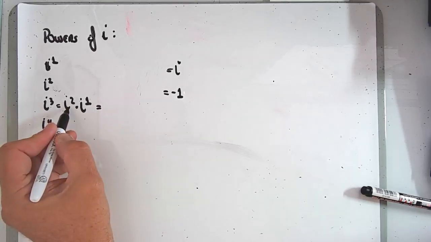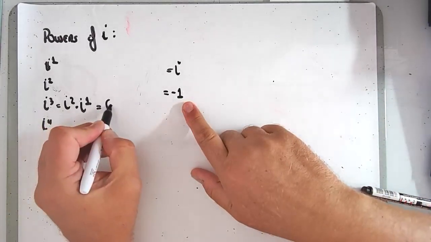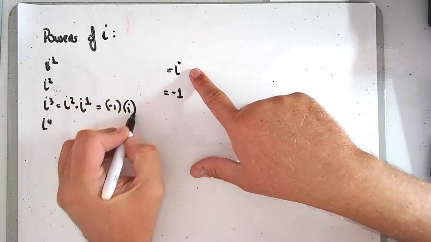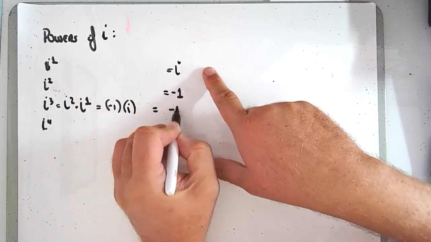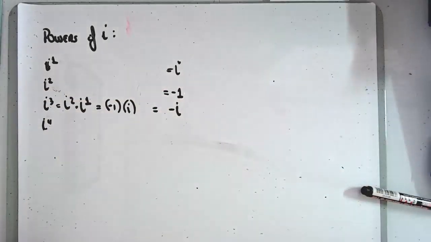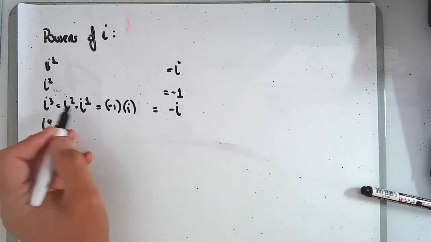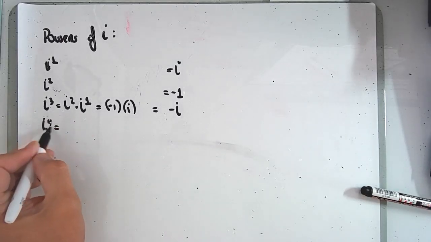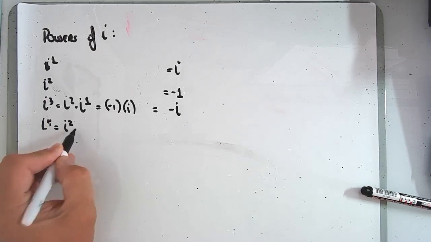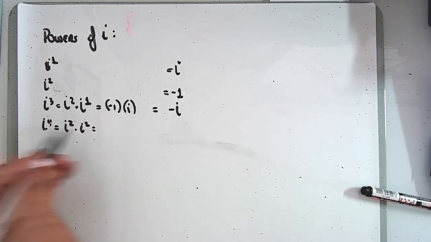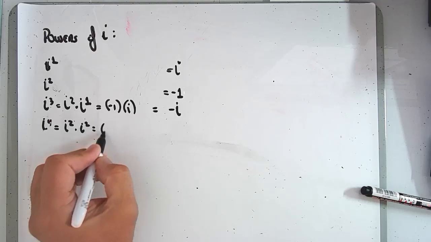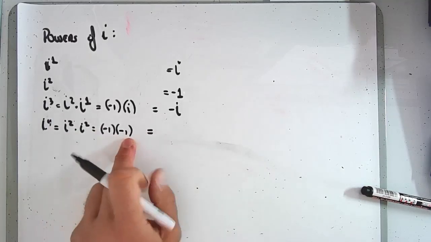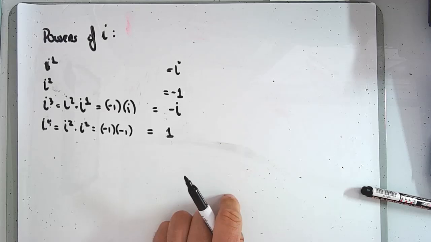But we know that i squared, how much is i squared? -1. And I know that i to the 1 is simply i. So -1 times i is -i. And i to the 4, I can use the same strategy as before. We can break i to the 4 as i squared times i squared. But i squared, of course, is -1. Last time we checked, -1 times -1 is +1.